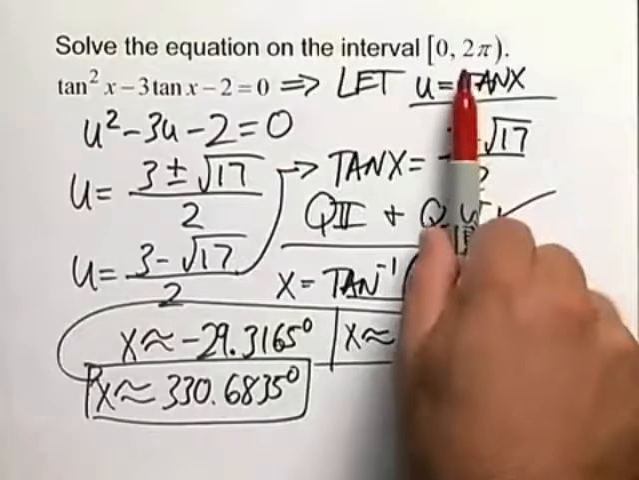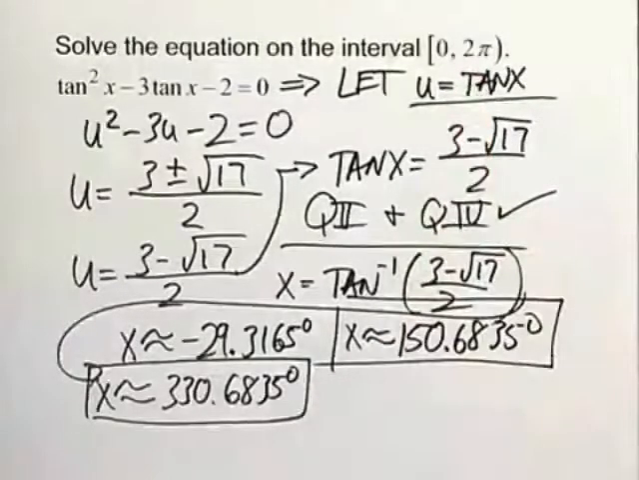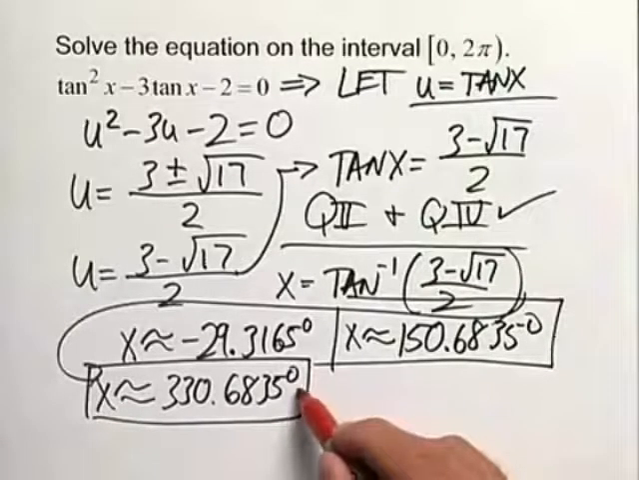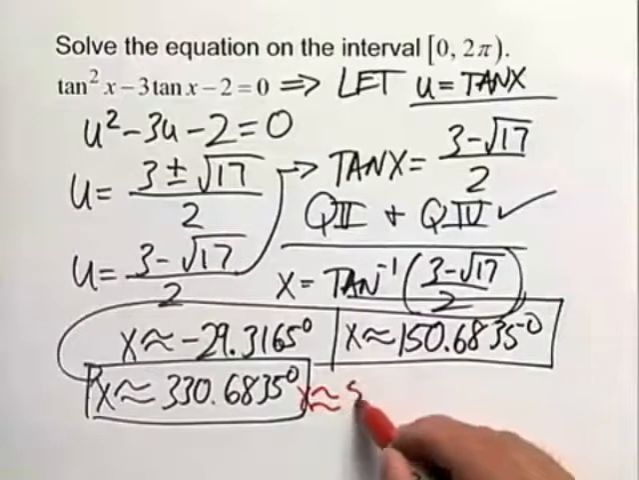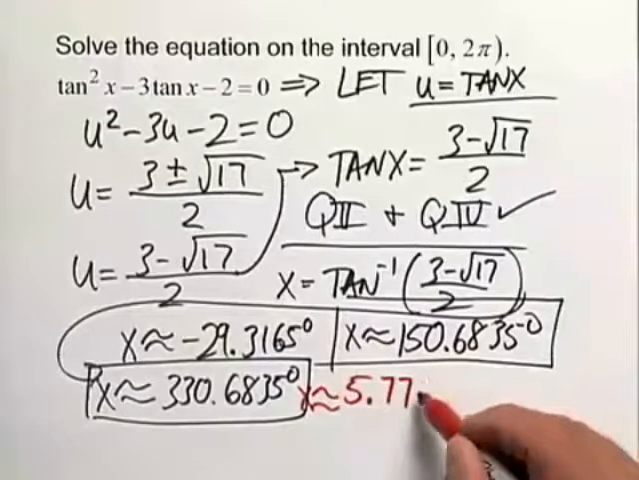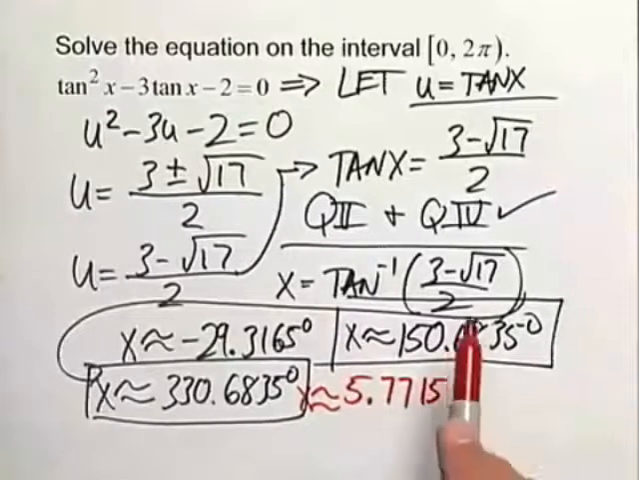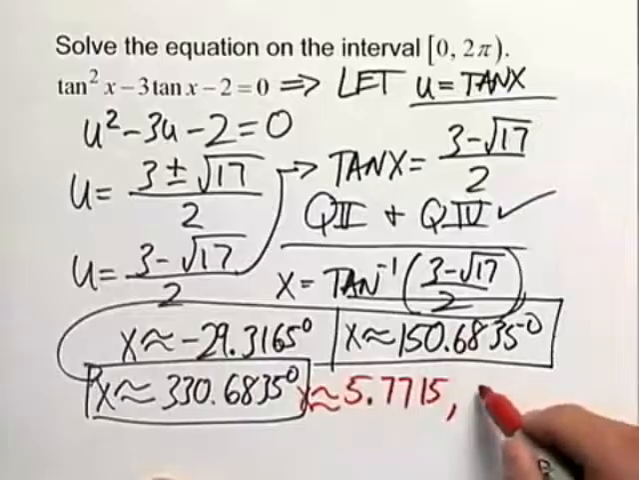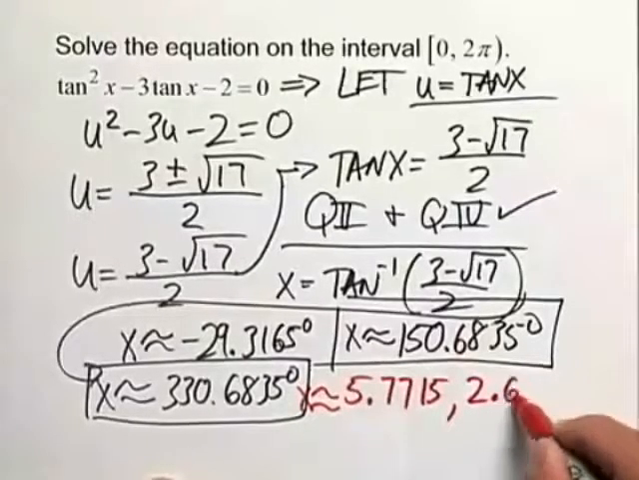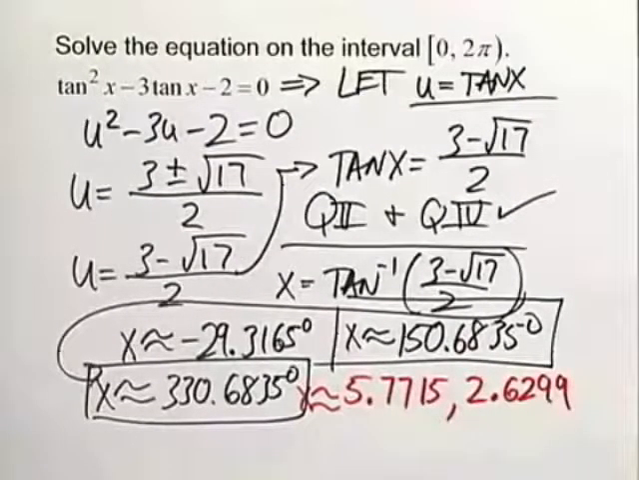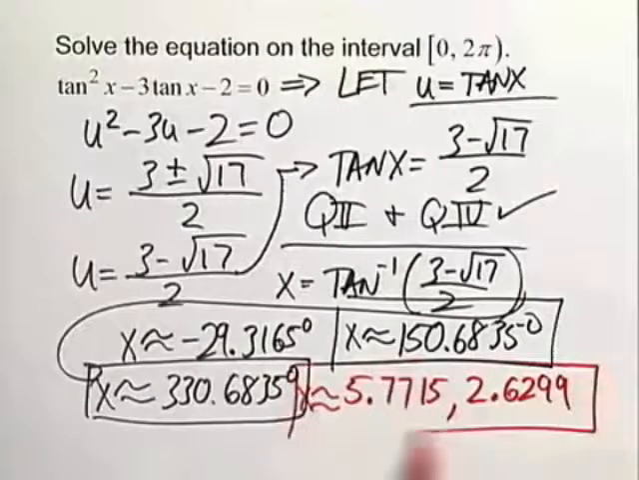But our solution has to be in terms of radians, so we need to multiply each of these by pi over 180. For our first solution, we get an approximate radian solution of 5.7715. And for the other case, we get 2.6299 radians. And so there are our two solutions in terms of the negative case.